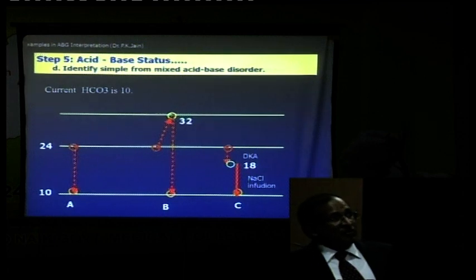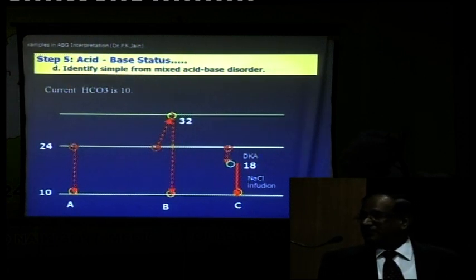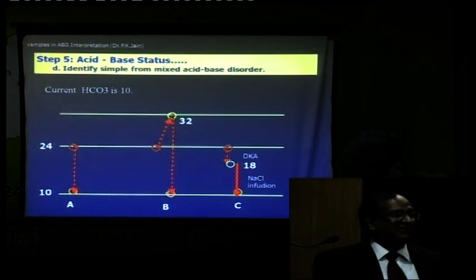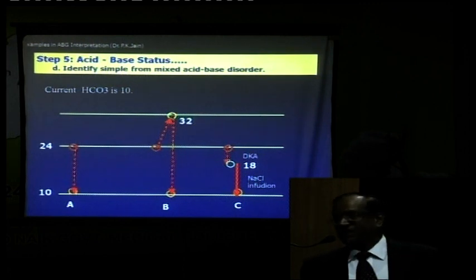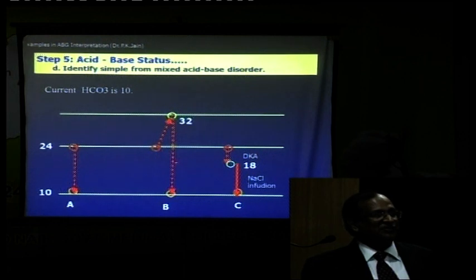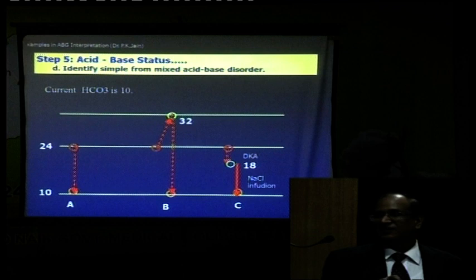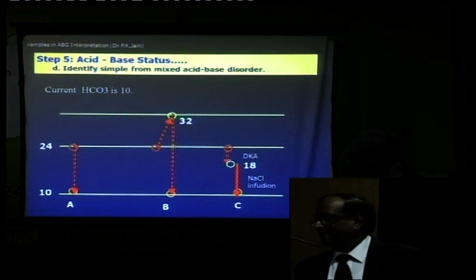So now all we know is it is 10. We don't know whether it followed this path, or this path. Here it is simple metabolic acidosis. Here it is metabolic acidosis with hidden metabolic alkalosis. Here it is metabolic acidosis with hidden normal anion gap acidosis. Okay.